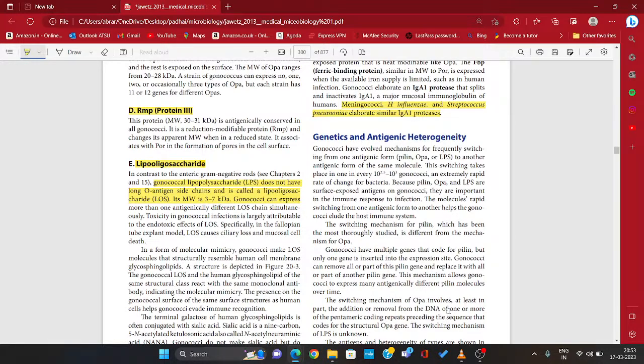This is not LPS, this is LOS. This is lipo-oligosaccharide, not lipopolysaccharide. So LOS are surface-exposed antigens on gonococci. They are important in the immune response to infection. The molecules' rapid switching from one antigenic form to another helps the gonococci elude the host immune system.